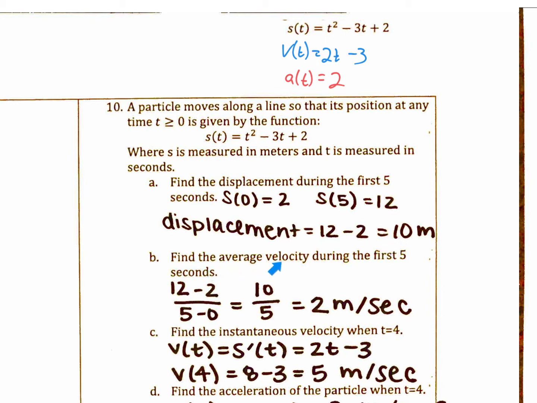To find the average velocity, you find the change in displacement over the change in time. So we knew we advanced 10 meters, and it took 5 seconds to do that. That velocity was 2 meters per second.